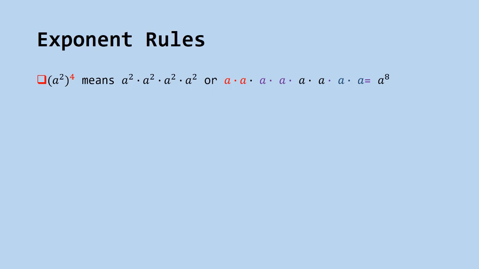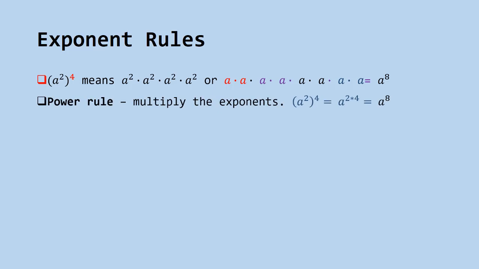Or if you wanted to break it down completely, a squared, so there's 2 red a's for a squared, another 2 for the second a squared, another 2 for the next a squared, and the last 2 for the last a squared. Either way, even if we used our basic principle, 2 plus 2 plus 2 plus 2, we're going to get a to the 8th. So our power rule, the shortcut, is simply that we multiply the exponents. So a squared to the 4th power means I'm going to have a to the 2 times 4, and that equals a to the 8th.